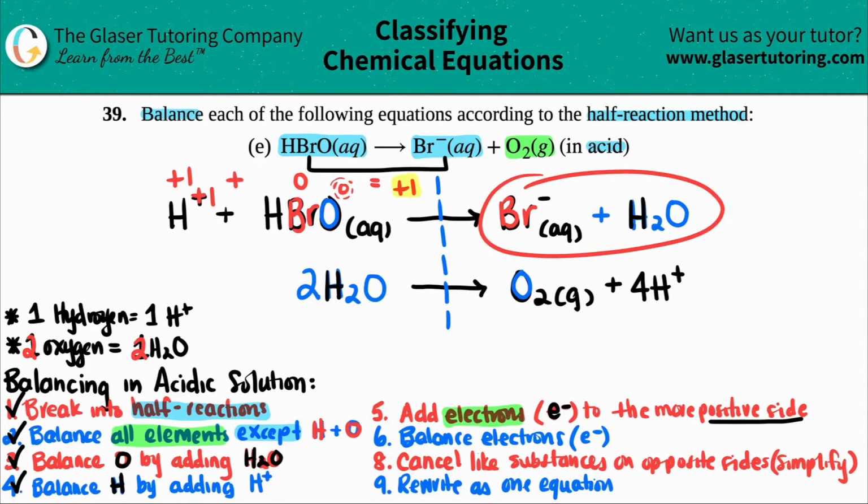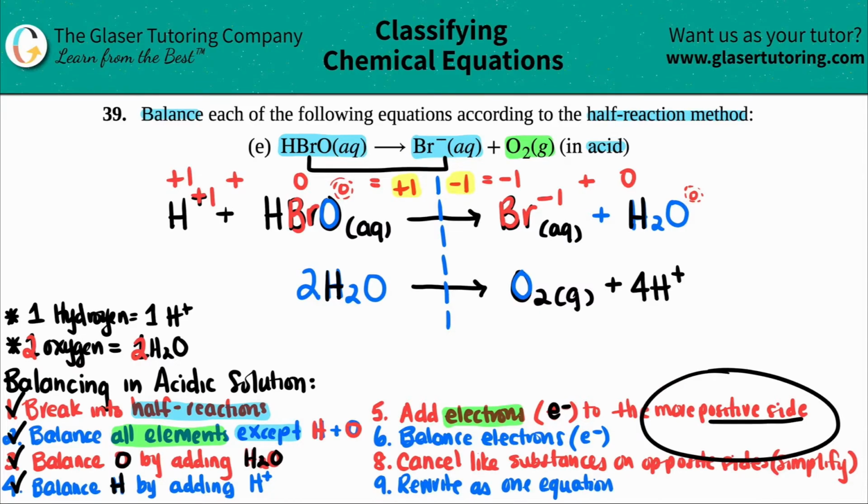And now we just got to do the same thing over here. Well, I see that I have a negative, so that means a negative 1. I don't see a number here, so that means I only have 1 of these. So overall negative 1 for the bromine. And for my water, I don't see a number, so 0, it's neutral. Add them up. Negative 1 plus 0 is a negative 1. So here are my 2 numbers. Which side is more positive? We add electrons to the more positive side.